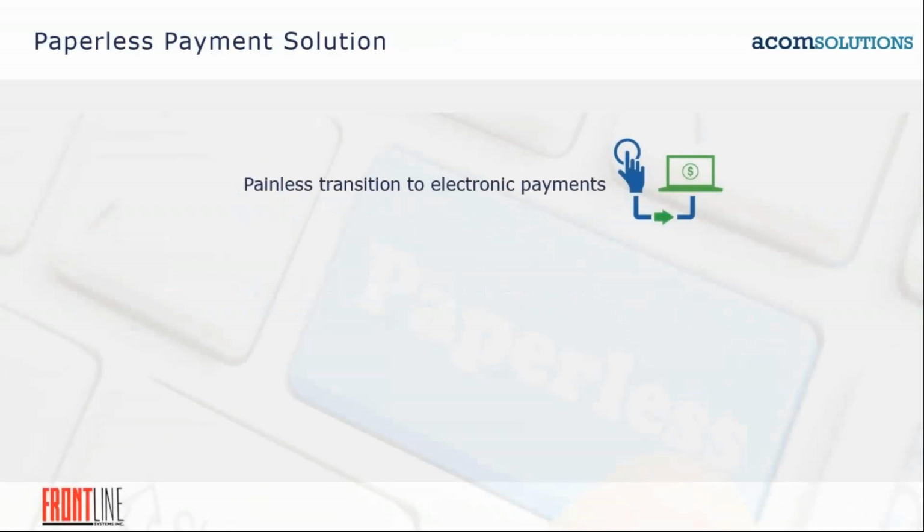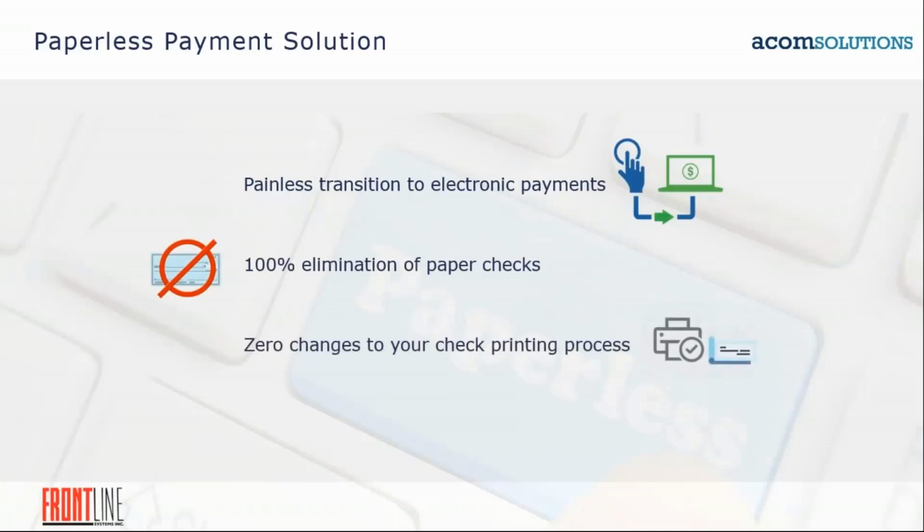The solution that we're offering is a painless transition for you to get your vendors to move to electronic payments. As I've shown, companies want to go to electronic payments. The challenge is in just getting the vendors to switch. You need those internal resources to accomplish this. The solution is also going to eliminate the cost and hassle of printing checks. It'll make you 100% paper AP check free, and it requires no changes to your current Sage 300 printing process.